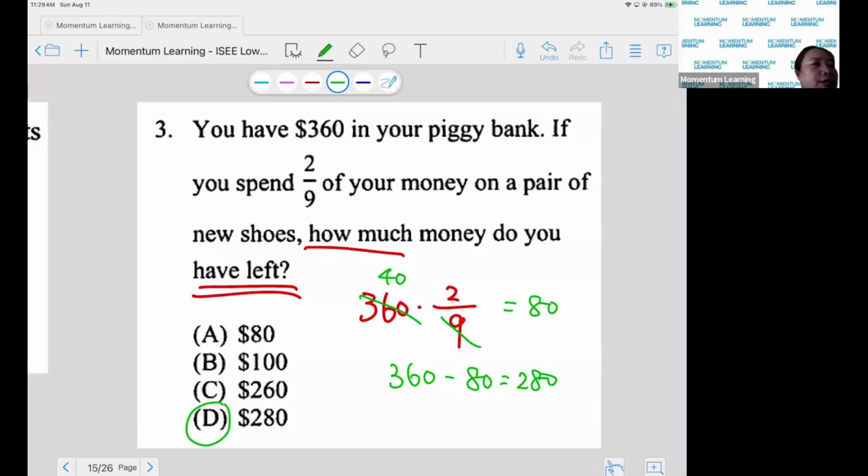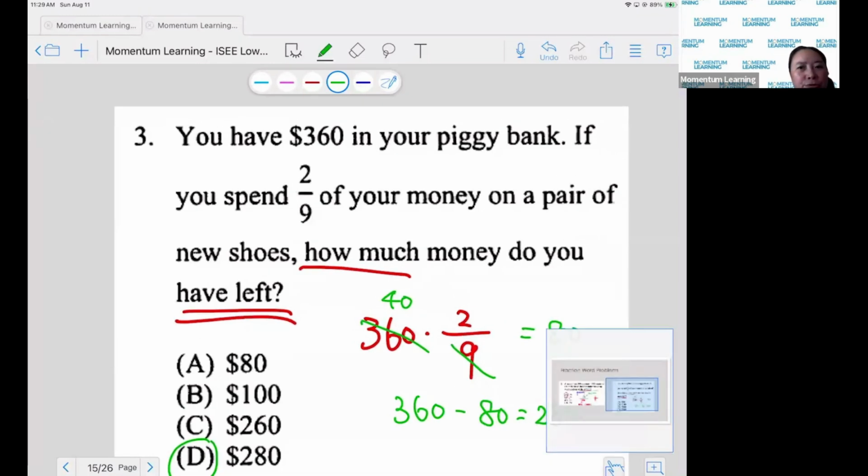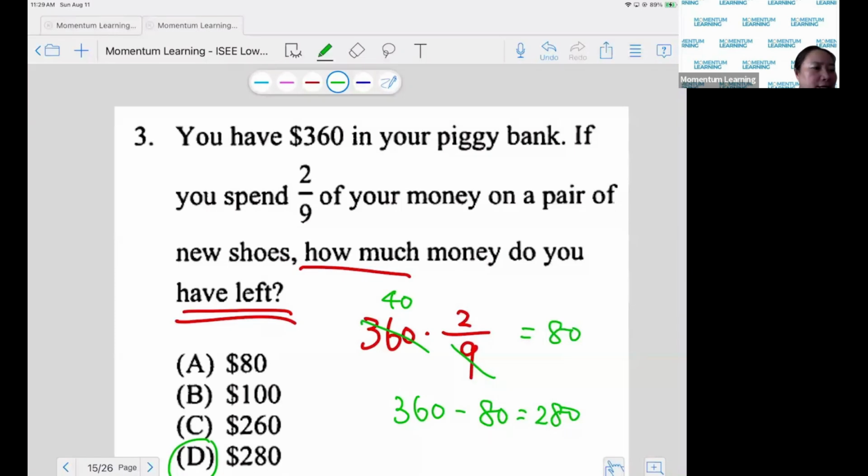Now, of course, do I have anybody who used a different way? Anybody have a different way? Certainly you can say you spent 2/9, and then I ask you how much you have left. 2/9 is already spent. What is the fraction remaining in the piggy bank if you spend 2/9?